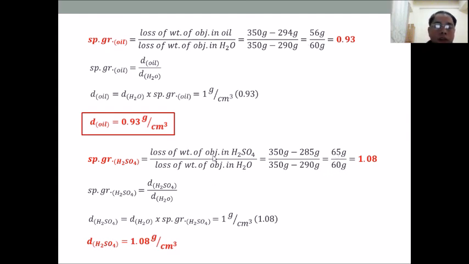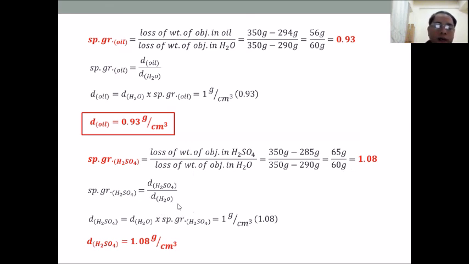So next, how to find the specific gravity of the acid. So we get the loss of weight of the object in the acid, which is 350 minus 285. So the loss of weight in acid is 65 grams, while the loss of weight in water is 60 grams. So there's more weight that was lost in the acid. So therefore, we have a value here that is more than 1, 1.08, which shows that the acid is much heavier compared to water.